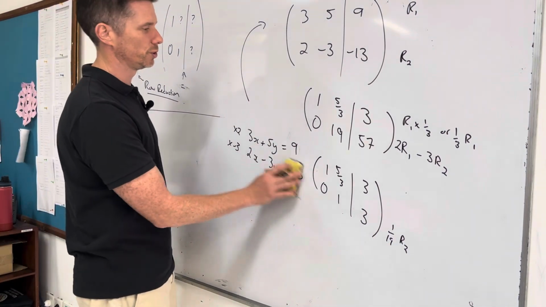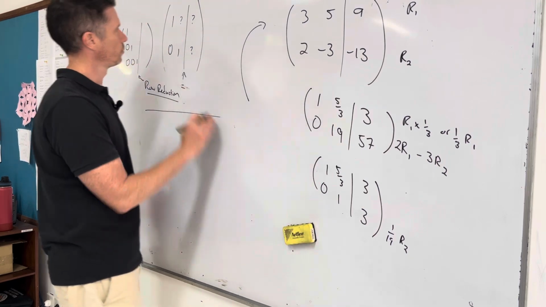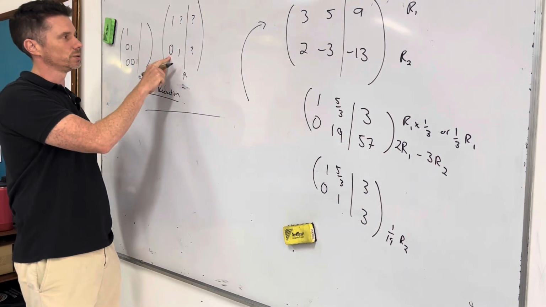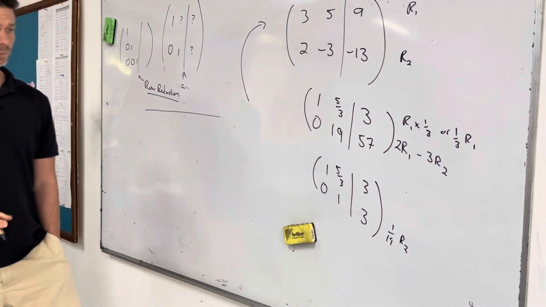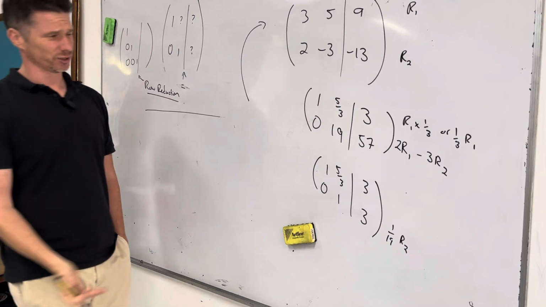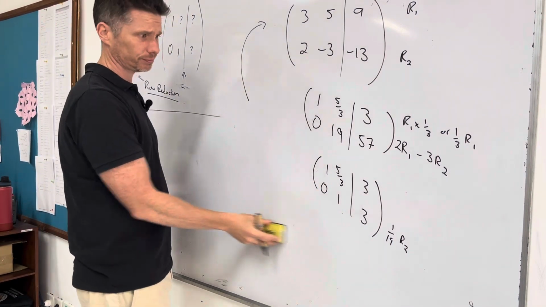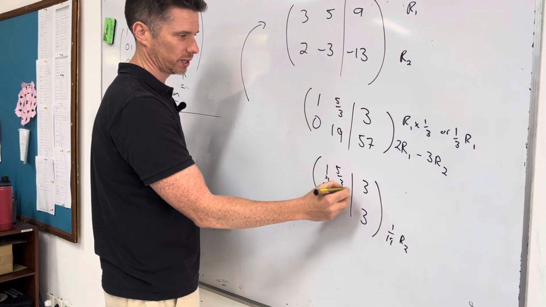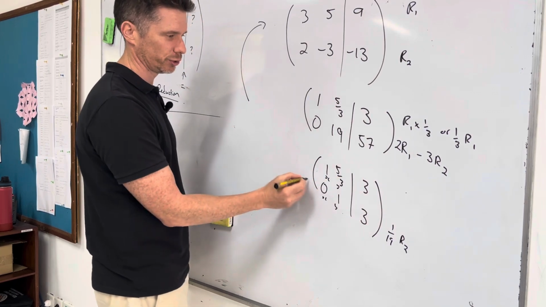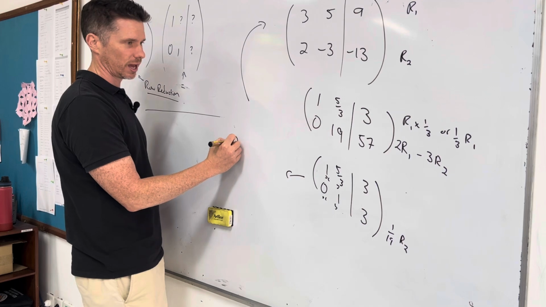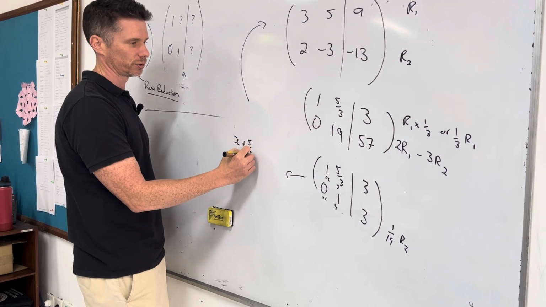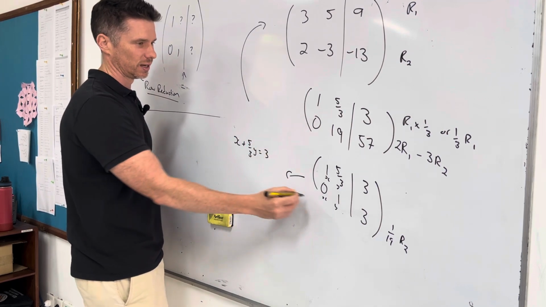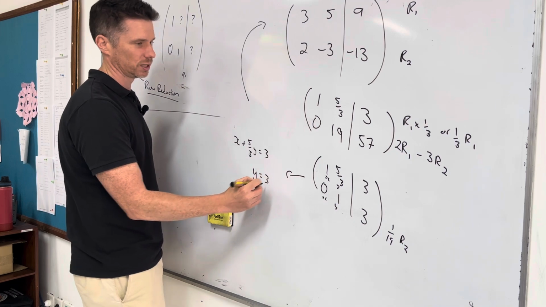Then we have reduced it successfully to this form. Bang, bang, bang. 1, 0, 1. What does that mean? Well, these are still x, y, and that's still equals. You can rewrite this as x plus 5 over 3 y is equal to 3, and this is y is equal to 3.